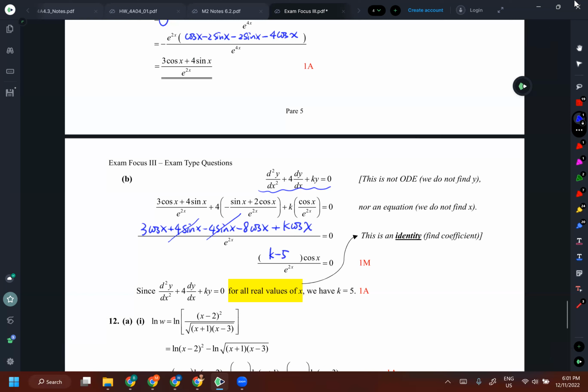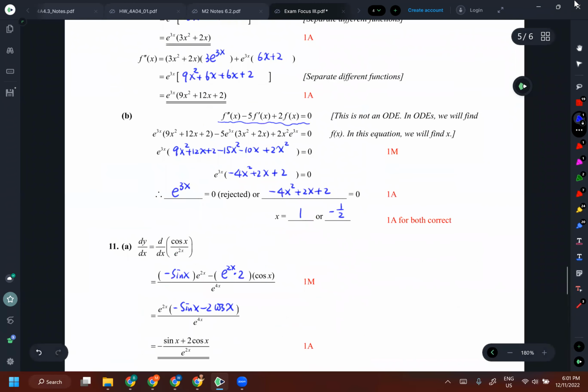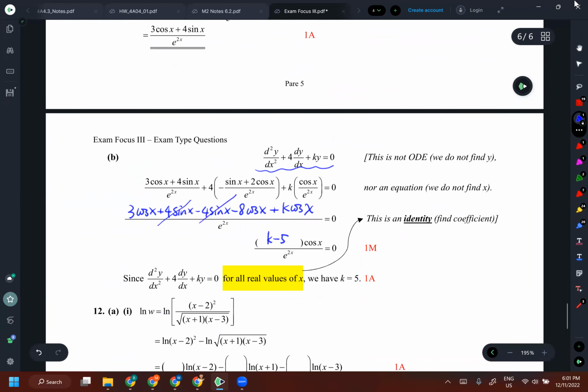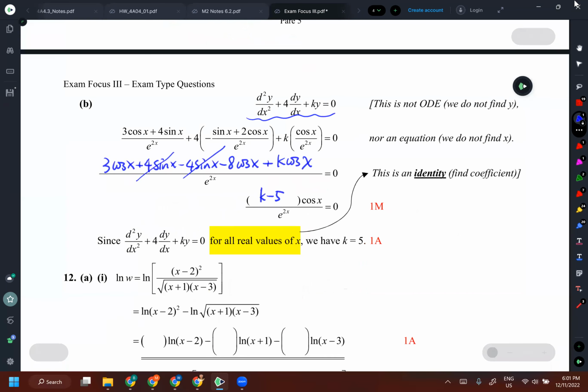You get this equation. Now in this equation, you must understand I'm not looking for x. In the previous equation, you can see that in the end I will find x. In this equation, I don't find x. I don't say k minus 5 equals 0 or cosine equals 0, because the question says this is an equation for all x. Implied, this is not an equation, this is an identity. So in an identity, if anything equals 0 forever, for any value of x, that means the coefficient is equal to 0. That's why we have k equal 5.